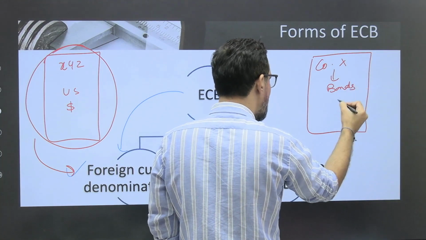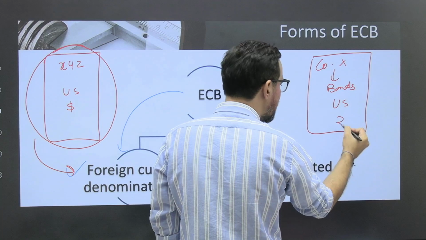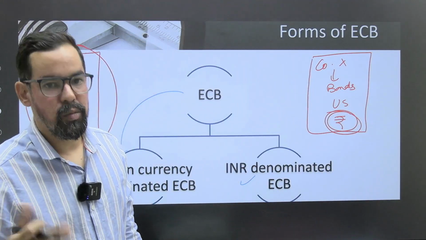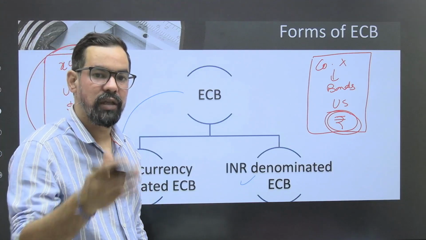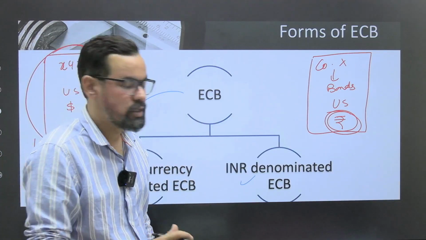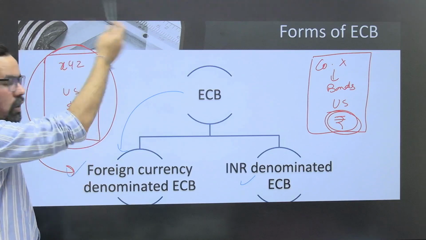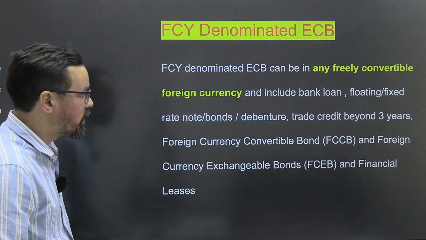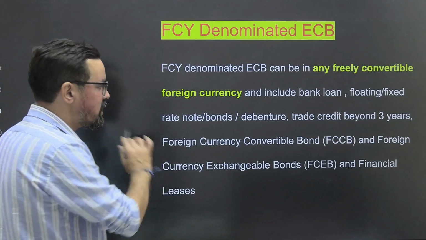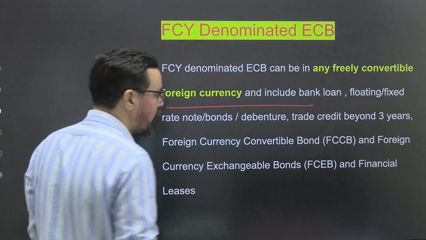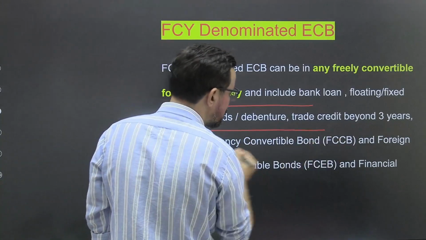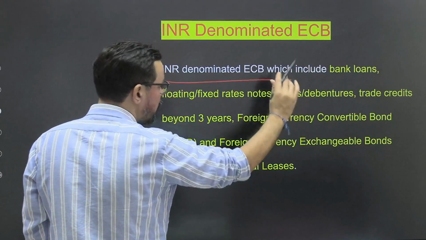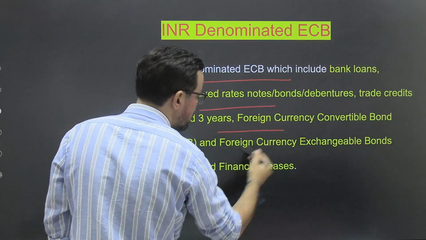इसने भी बॉन्ड इश्यू किए कहाँ पे, यूएस में, बट इन्होंने इश्यू किया किसमें, आपका आईएनआर में. ठीक है. When they are borrowing money from the investors, they are borrowing in INR. That means investors, they have to convert their money into INR first. In this case, company will convert this dollar to INR. ठीक है. तो इस तरीके से आपका जो रहेगा. So foreign currency denominated ECB can be any freely convertible foreign currency and include bank loan, floating, fixed notes, this thing. Simply आपका INR denominated ECB which include bank loan, this and this आपका.